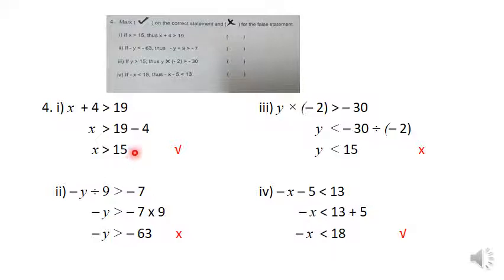And then look at your answer that you get. X is greater than 15. And the given one also same. X is greater than 15. So you can tick because same answer.